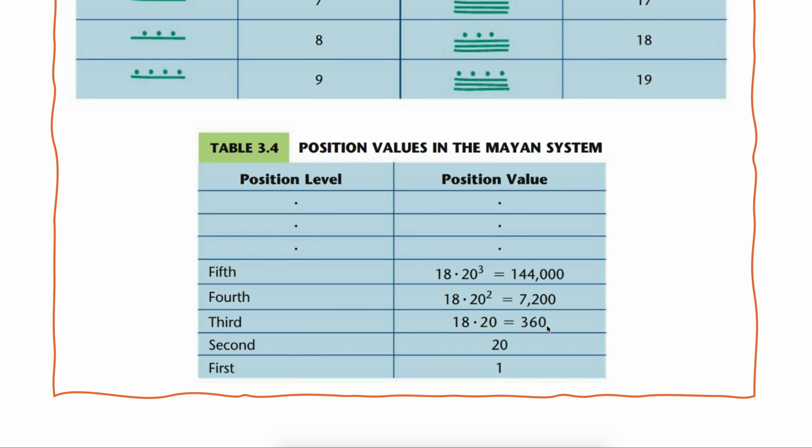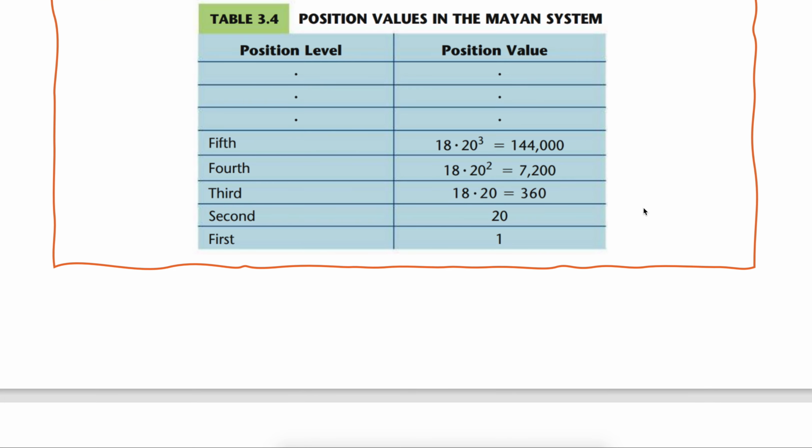You saw the 3600 with the 60 with the Babylonian system. Here we have 18 times 20, which is 360s place. Then 18 times 20 squared, 7,200. Then 18 times 20 to the third power, which is 144,000, and it would keep going. You'd have 18 times 20 to the fourth, 18 times 20 to the fifth. So it's just a little different than what we are used to, and that might be putting it mildly. But let me show you how this works.